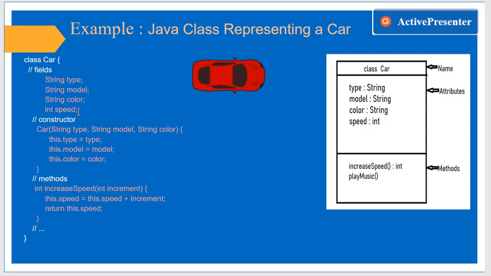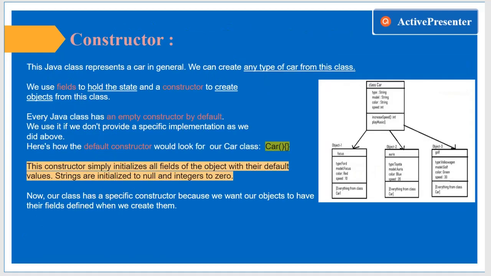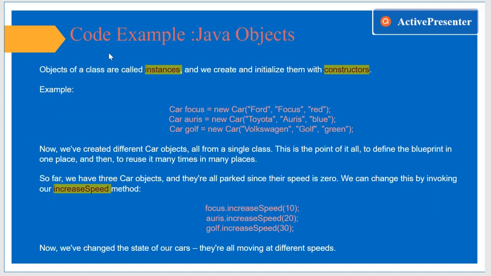And here we can write the default constructor too. In the program I will explain it to you. So take the example of Java objects. Objects of a class are called instances. We create and initialize them with constructors.